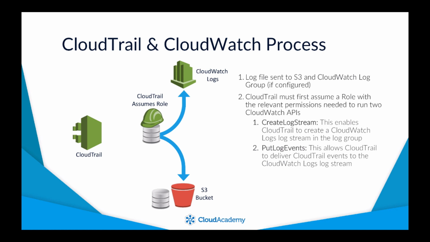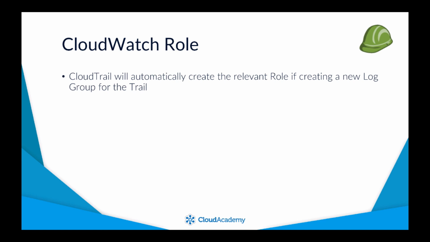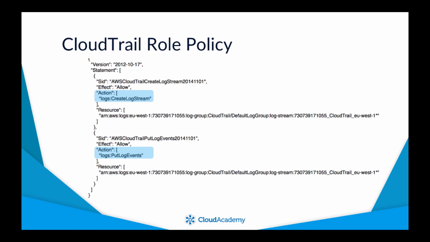First one is CreateLogStream, and this enables CloudTrail to create a CloudWatch Logs log stream in the log group. And the second one is PutLogEvents, and this allows CloudTrail to deliver CloudTrail events to the CloudWatch Logs log stream. Then finally, CloudTrail will then deliver logs to the CloudWatch Logs. When using the AWS Management Console, you can have CloudTrail create this role for you along with the correct policy. By default, the role is called CloudTrail_CloudWatchLogs_Role. For those that are curious, the policy for this role looks as follows.